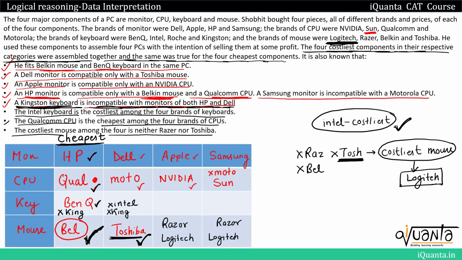We were given that a Kingston keyboard is incompatible with monitors of both HP and Dell. So it cannot come with HP and Dell, but it can definitely come with Apple and Samsung. So let me write Kingston over here. It can come over here also, and with Samsung also.